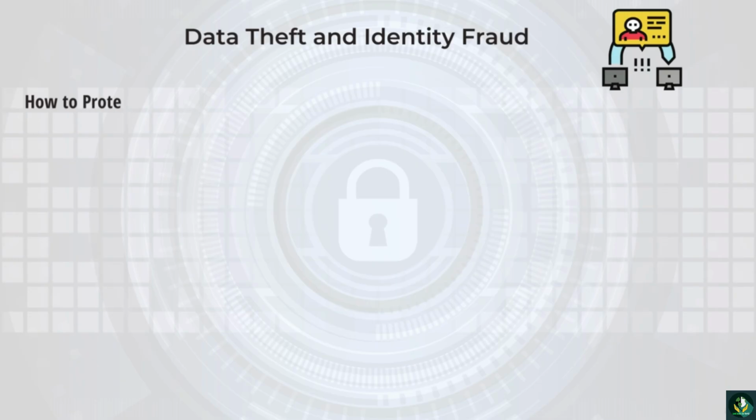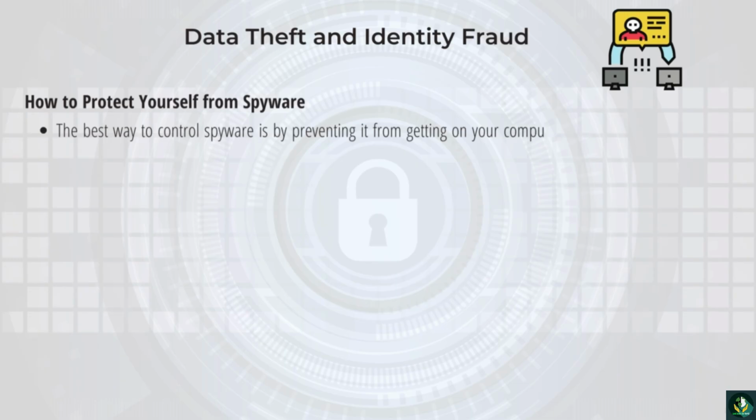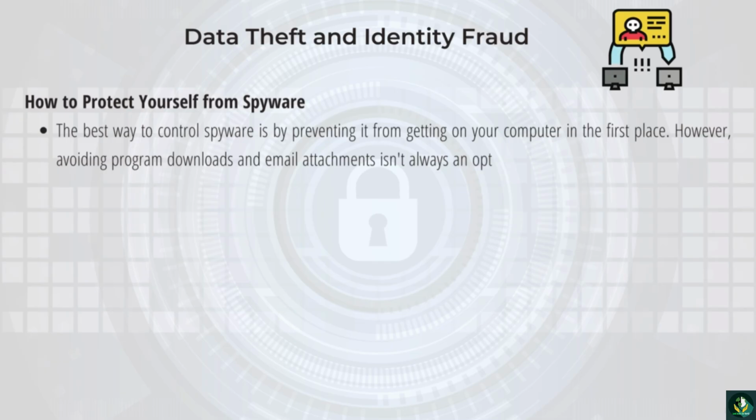How to protect yourself from spyware. The best way to control spyware is by preventing it from getting on your computer in the first place. However, avoiding program downloads and email attachments isn't always an option. Sometimes even a trusted website can become compromised and infect your computer.